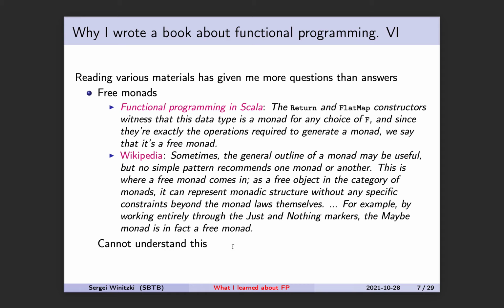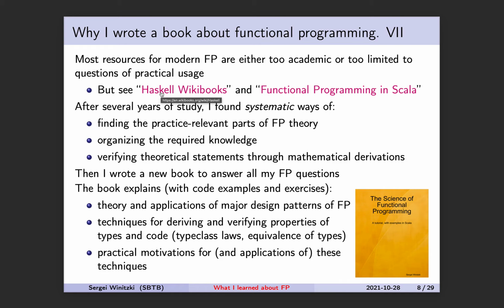So I kept getting these questions and kept reading. I found that most resources are either too academic or too practical, too close to practice. They do not give me what I need. Haskell Wikibooks is one resource that is at the right level, but it doesn't have enough definitions and proofs and derivations. It doesn't show why this is all true. Functional Programming in Scala has a few derivations, but doesn't explain enough. So that's why I wrote a book about this. I could not find a book that gave me what I wanted, the answers to my questions.